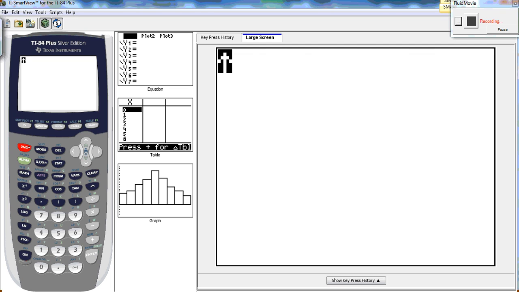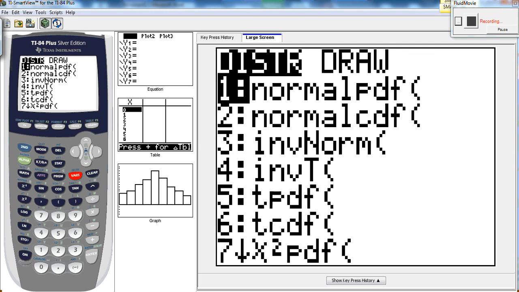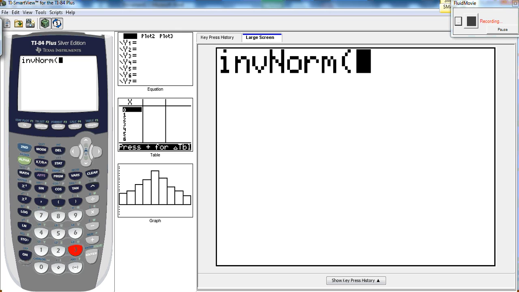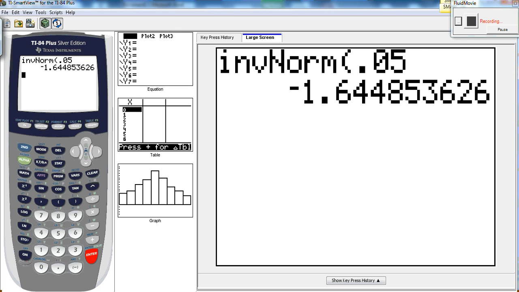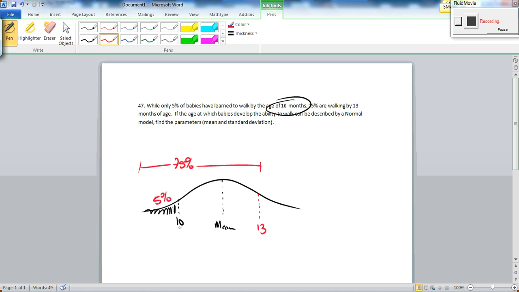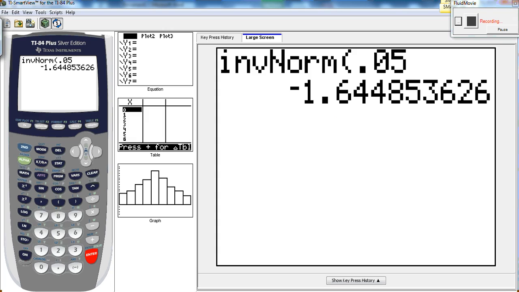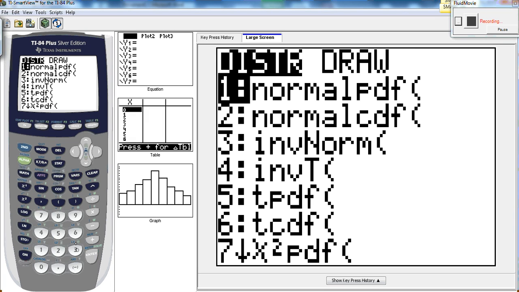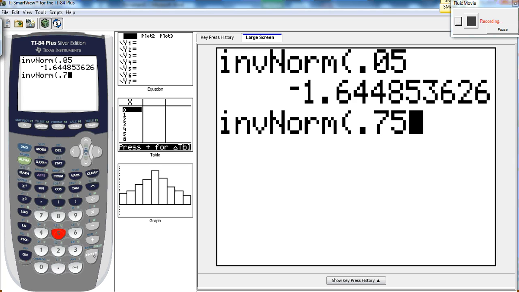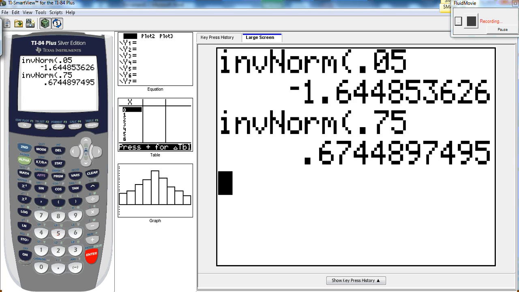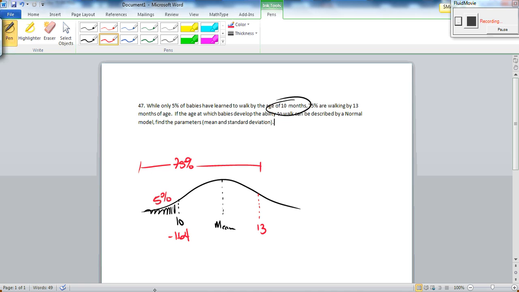We're going to do second distribution, inverse norm, which is 3. We have 0.05. So we have approximately negative 1.64. And then we're going to do the same thing for 0.75. And we get a z-score of approximately 0.67. Positive to the right, negative to the left, so that makes sense.